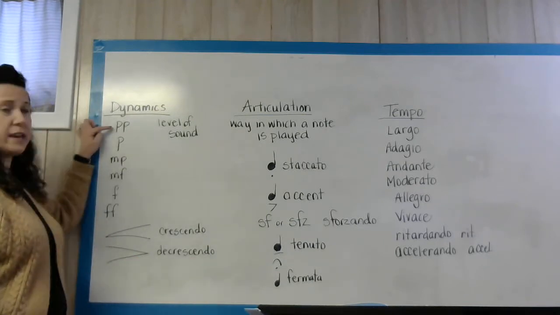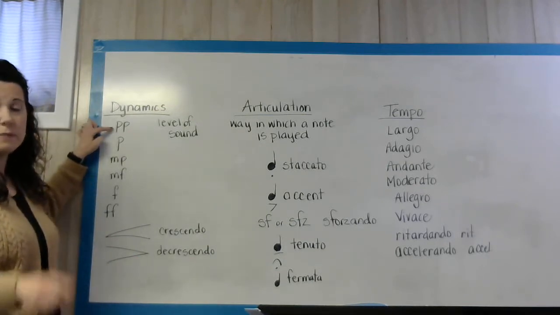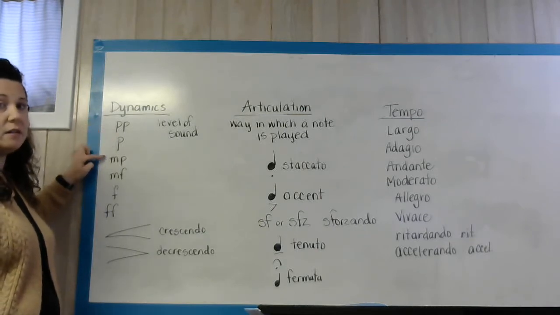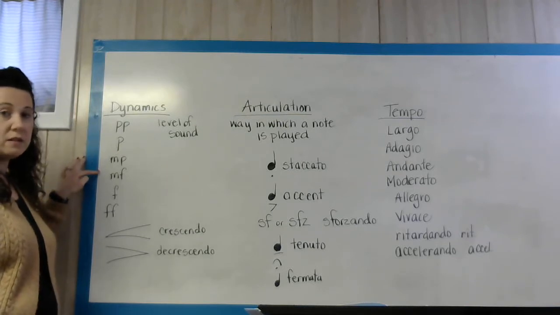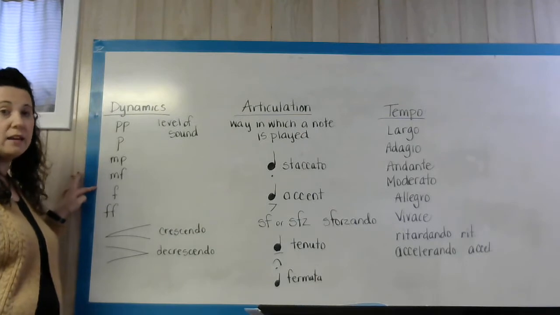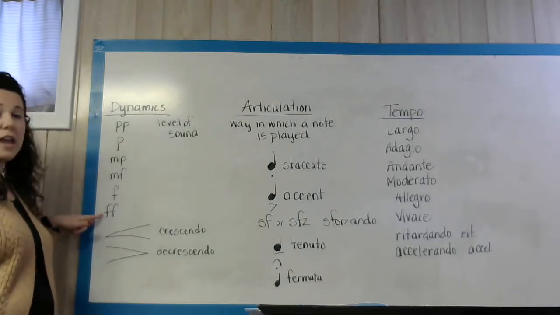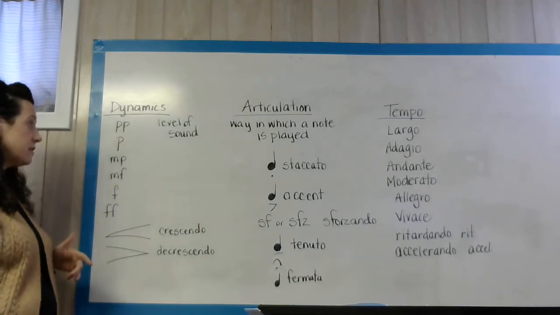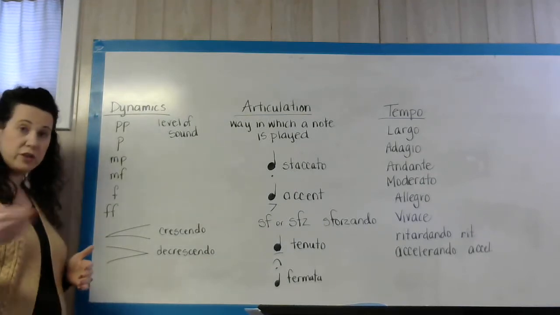So let's go ahead and read. Pianissimo, remember, very soft. Piano, soft. Mezzo piano, medium soft. Mezzo forte, medium loud. Forte, pretty strong. And fortissimo, very loud. Okay, so that's the dynamics that you need to review with the sheet here.